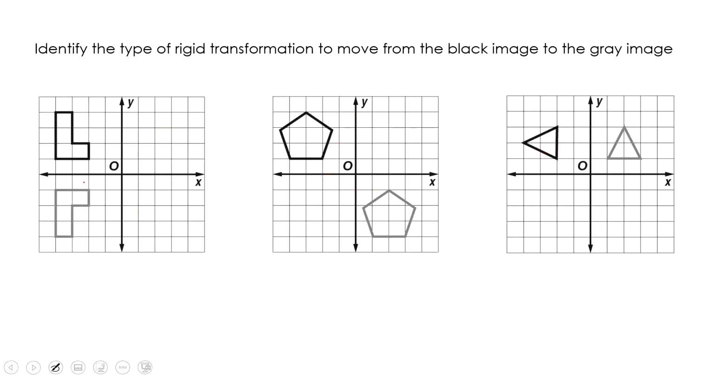Okay, so now we're going to get into a little bit of a review from yesterday. There are 3 images on your screen. Tell me for each one what is the transformation type that occurred to move the dark colored shape to the gray shape. It was either a reflection, a translation, or a rotation. Enter in the Edpuzzle what you think they are, and then come back and check and see how you did.